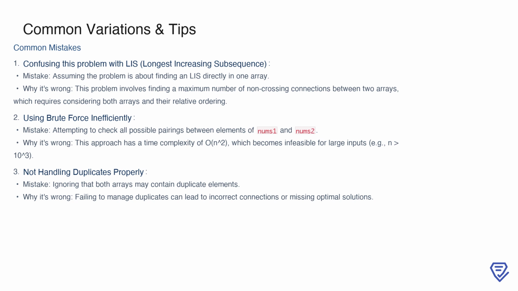This makes it impractical for larger inputs, such as when the arrays have thousands of elements. A third issue arises when duplicates in the arrays are not handled properly. If you ignore duplicates, you risk either missing optimal connections or making invalid ones, which can lead to incorrect results. Paying attention to these pitfalls is essential for solving this problem effectively.